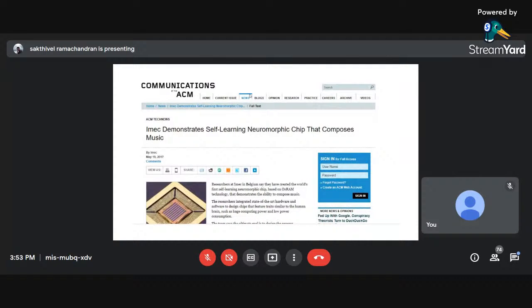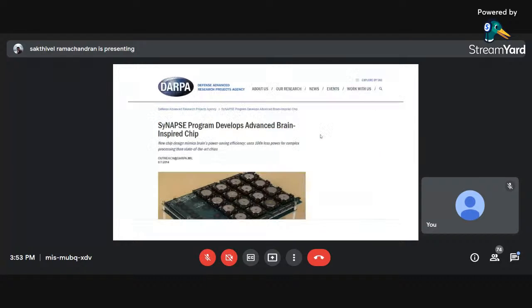And one more with respect to IMEC Belgium, which is known for its semiconductors. This IMEC Belgium has also developed a self-learning neuromorphic chip, right? The capability of self-learning and adaptability has been incorporated on this neuromorphic IC, and it is being used with respect to the music domain. And another important thing is the US defense agency, that is DARPA, you would have heard about that, Defense Advanced Research Projects Agency. They use the SyNAPSE program for advanced brain-inspired computing. They use this for defense purposes, right, to a great extent.